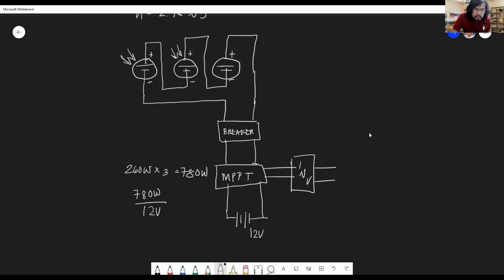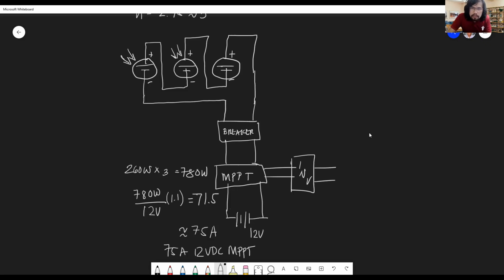If it's 12 volts and you have a factor of one, at least a 10% safety factor, this would result in, let's see, 780 divided by 12 times 1.1, which is 71.5, and this is approximately 75 amperes. So you get a 75 ampere 12-volt DC MPPT.